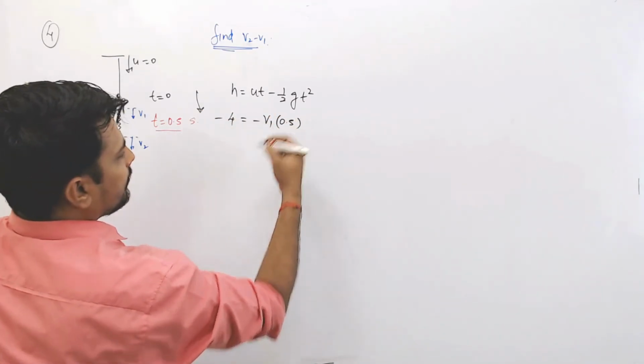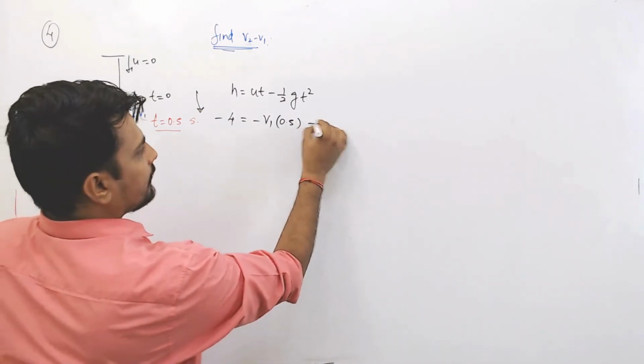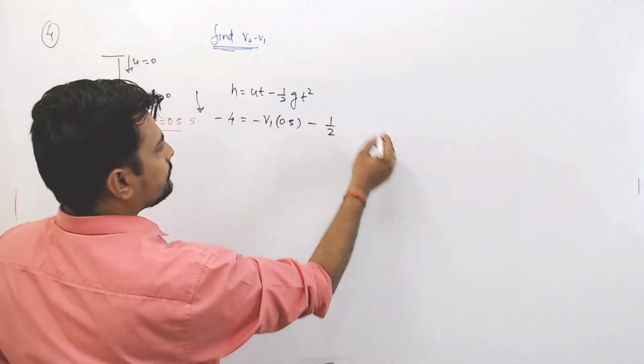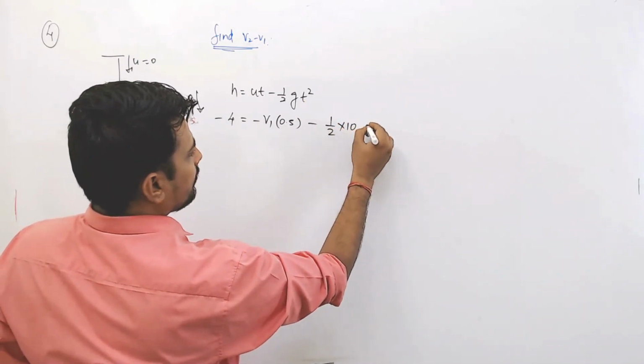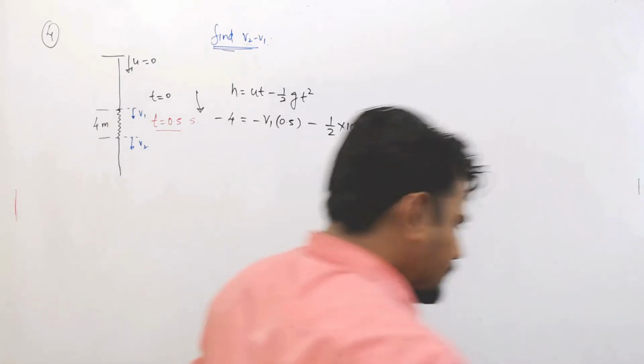How much time does it take? 0.5 seconds. है ना? बहुत कम लग रहा है क्या टाइम? रहने दो, क्या फर्क पड़ता है? Negative 1/2, g is 10, time is how much? 0.5 seconds. Okay, let me just take the square.